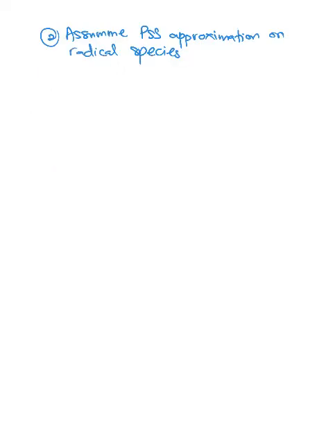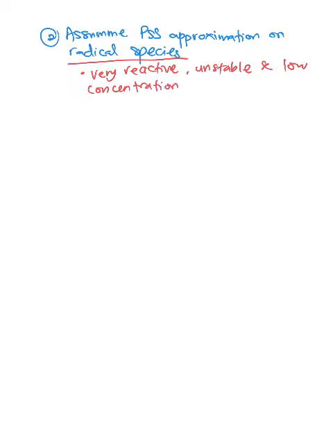Alright, second step, we need to assume PSS approximation. PSS approximation is pseudo steady state approximation on the radical species. Why on radical species? Why do we need to consider only radical species? Because radical species are very reactive, unstable, and low concentration. So that's why we consider the PSS approximation on the radical species.